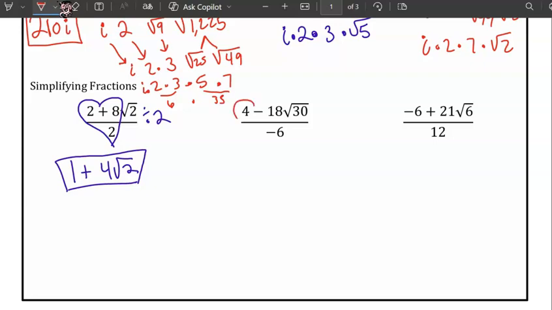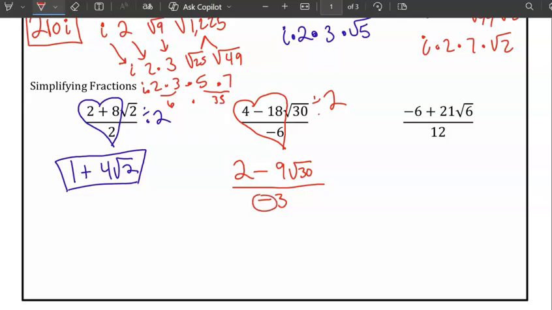On the next one, 4, negative 18, and negative 6 are all even again. You could divide those by 2. So then we have 2 minus 9 square root 30 over negative 3. Now we usually do not want negatives in the denominator, so we're going to change the signs of everything, also known as divide everything by negative 1. Negative 2 plus 9 square root 30 all over 3.